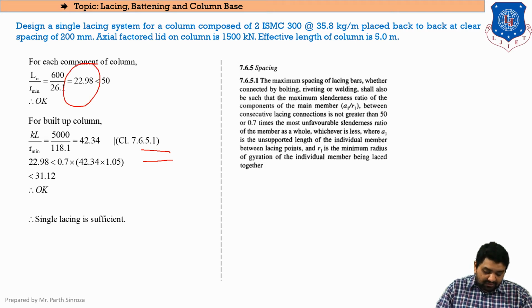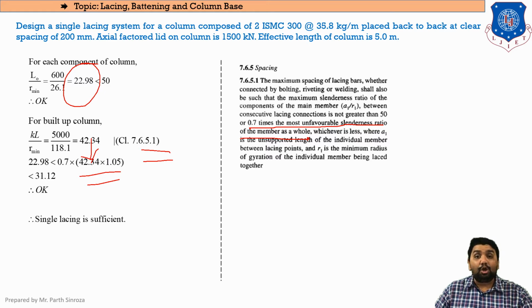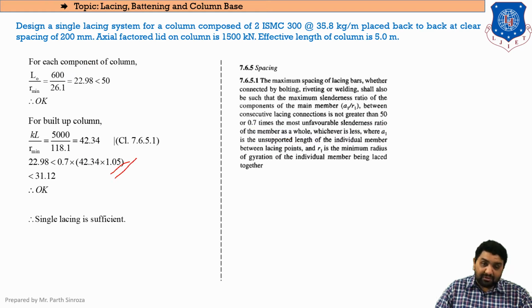Now from this clause again we need to check that the value for the single channel should be less than this value, which is 0.7 times the most unfavorable slenderness ratio of the member as a whole. For the member as a whole, the slenderness ratio was 42.34, but as the column is laced, we always need to multiply the slenderness ratio by 1.05. Keep in mind here. So 42.34 is multiplied by 1.05, and again multiplied by 0.7 because it is mentioned 0.7 times. It should be less than both these cases: less than 50, and less than this also. Okay. So this is valid in both cases, and therefore single lacing is sufficient.